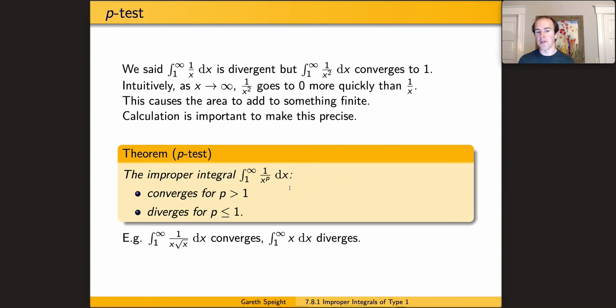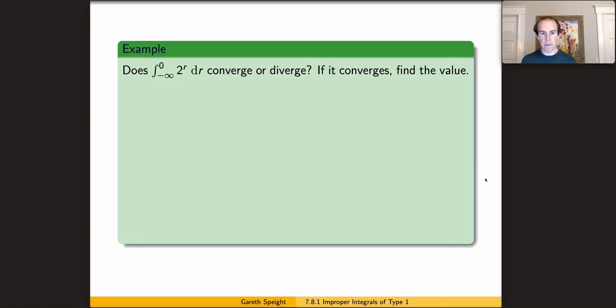Okay, but these are only for things that look like 1 over x to the p. Of course, there are many more improper integrals that we might have to consider than that. Okay, so let's look at some. For instance, with negative infinity, does the integral from negative infinity to 0 of 2 to the r dr converge or diverge? If it converges, let's find the value. So this one is improper where we're going on the left, we're going all the way to minus infinity rather than going to plus infinity. But the strategy is going to be the same, right? We replace the bad endpoint, the minus infinity, by a t, work out the answer in terms of t, and then we let t go to negative infinity.